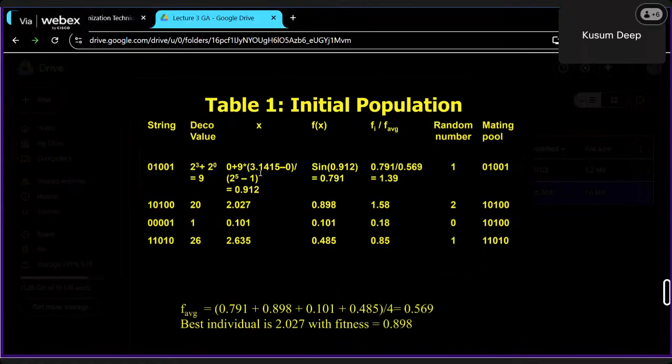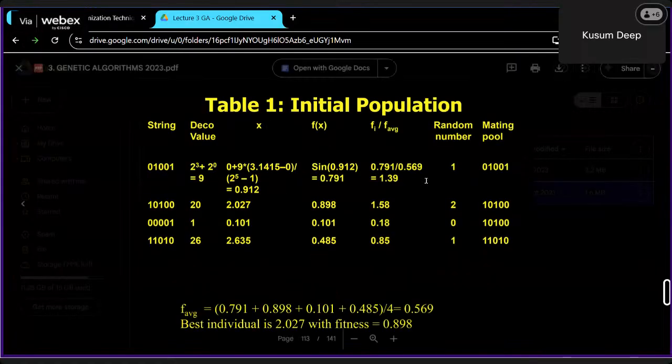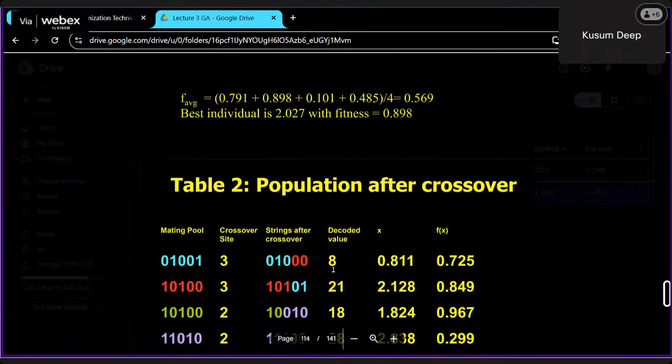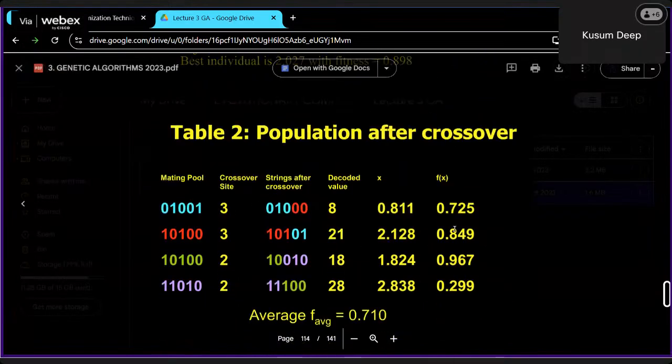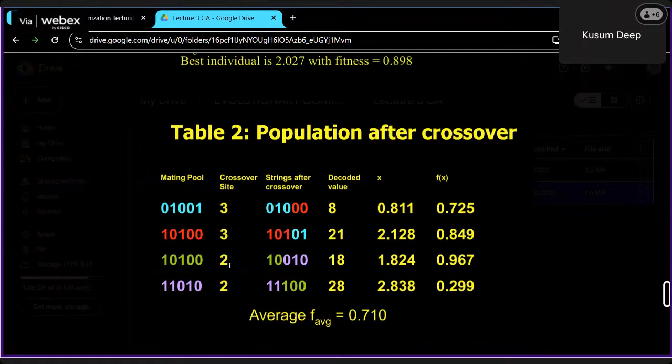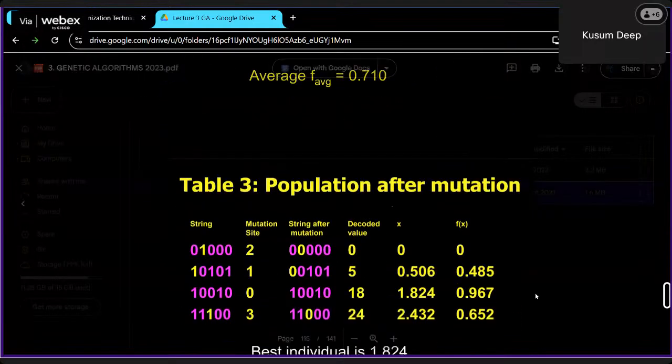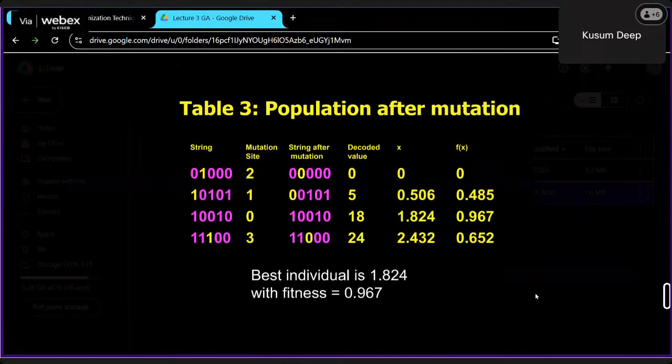So the calculations I have done for the first entry, and the similar ones are seen here. Then this is the population which is obtained after the crossover. And you can see I've shown all the calculations. And this is the population after mutation.